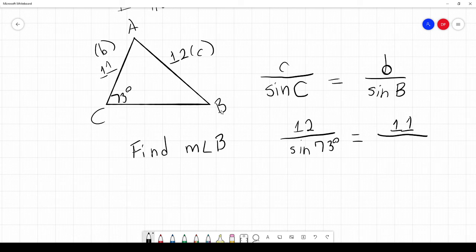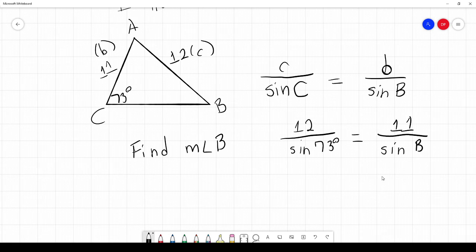And then that's going to be over the sine of angle B. Okay, and so angle B, that's what we're ultimately trying to find here. So this gives us an equation. The only thing we don't know is angle B.